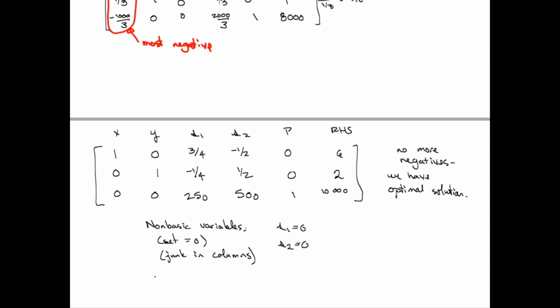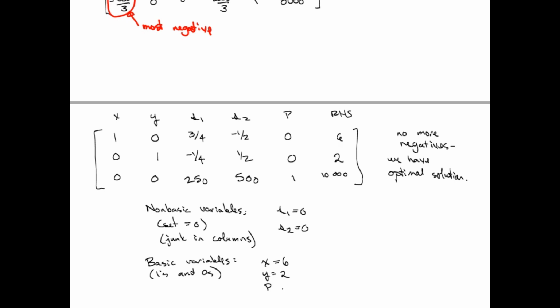Okay, so my basic variables are the ones where my columns have 1s and 0s, as in the identity matrix. So here we have x, and that's equal to 6. So you can cover up all the other columns besides that one and the right-hand side. So we get x equals 6, and then for the next one we're going to have y equals 2. And then for the last one we will have p equals 10,000.